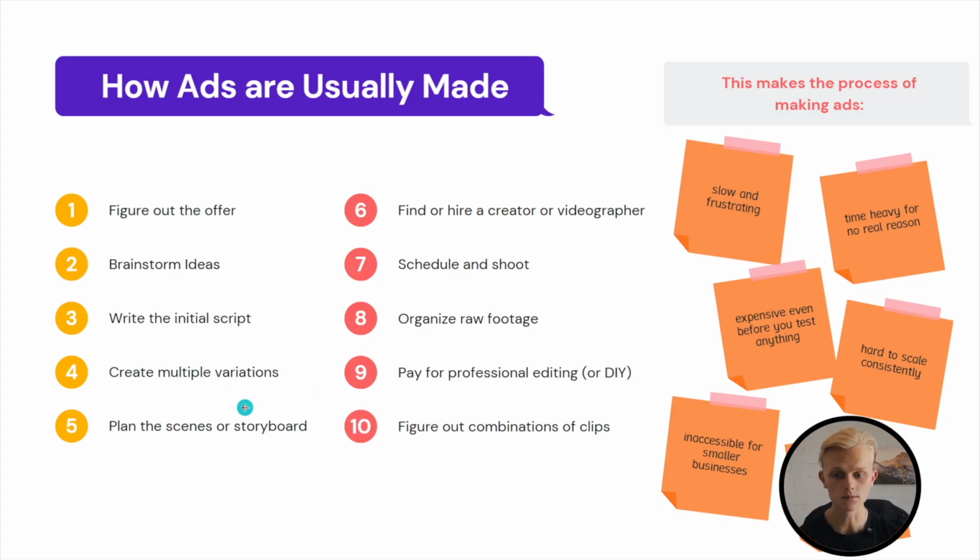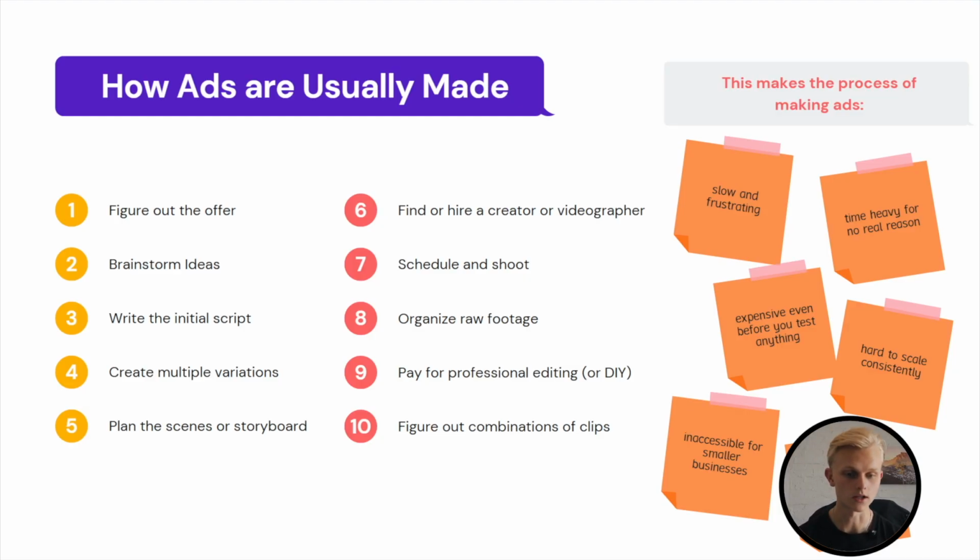And so typically ads are made by figuring out the offer, brainstorming ideas, writing the initial script, creating multiple variations, planning the scenes or the storyboard. And then you have to find and hire creators, videographers, or just a whole media team. You have to schedule the shoots, you have to organize all the raw footage. Then you have to pay for professional editing as well if your original team that came and did the shoot isn't going to be doing that for you, or you have to do the editing yourself.